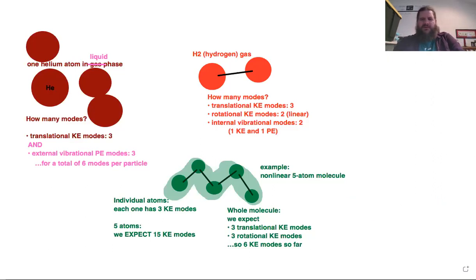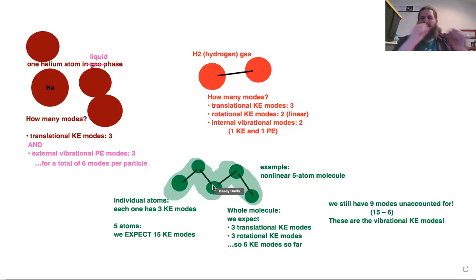Exactly. These are the vibrational kinetic energy modes. Specifically the internal vibration, the atoms moving within the molecule. Because there's 15 ways for the individual atoms to be in motion. We've already counted 6 of those ways as the whole molecule moving and the whole molecule rotating. The other 9 ways the atoms could be moving are just a jumble of vibration within the molecule. So there's 3 ways the molecule could be moving, 3 ways the molecule could be rotating, and 9 ways the molecule could be vibrating as a jumble of atoms inside. But that's 9 modes of vibrational kinetic energy.